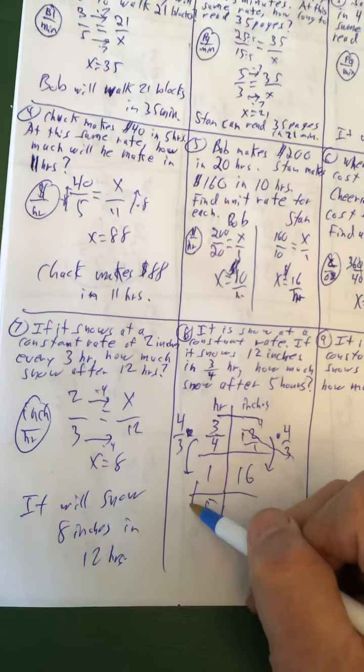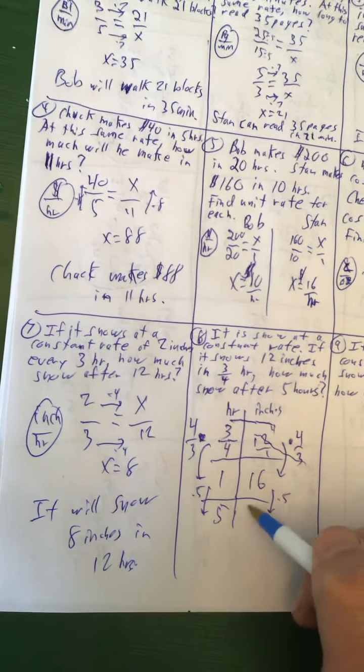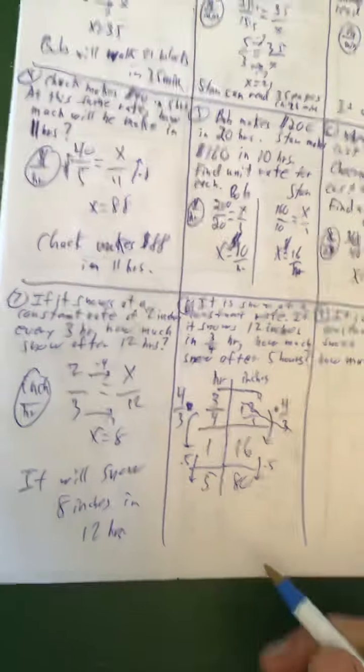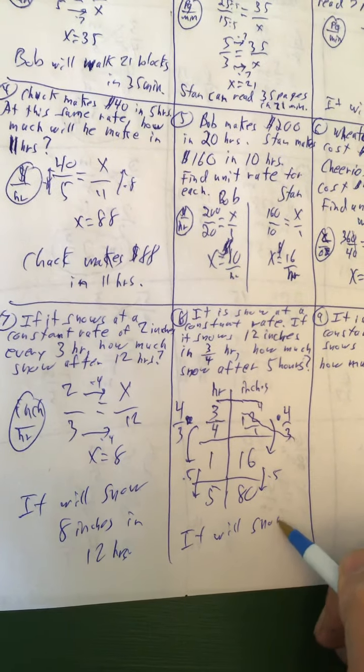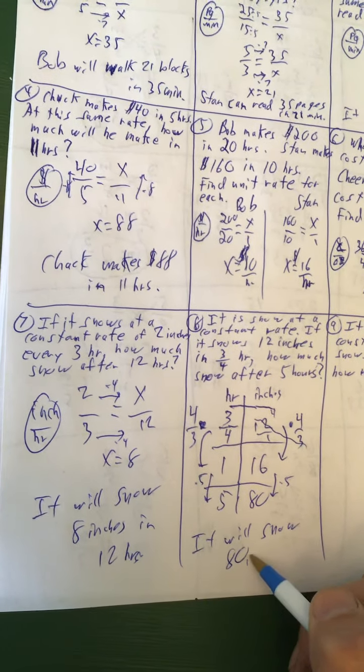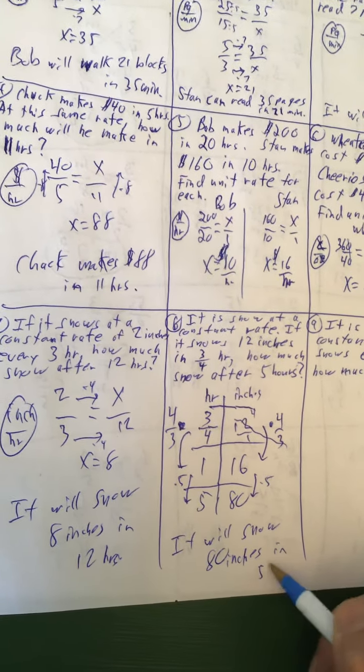And then, how much is it going to snow in 5 hours? Well, that's just times 5, times 5. It's going to be 80 inches. It will snow 80 inches in 5 hours.